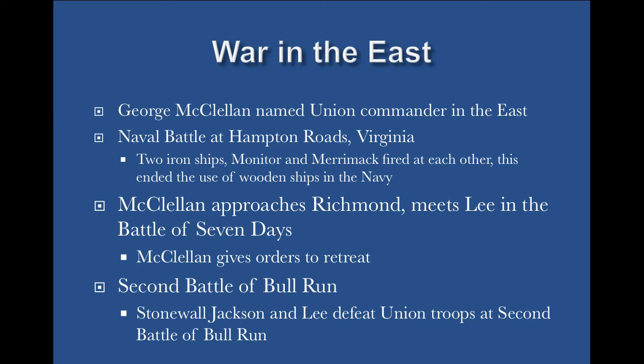This naval battle is sometimes called the Battle of the Ironclads, the Battle at Hampton Roads. What happens at the naval battle? It's at Hampton Roads, Virginia, and it was two ironclad ships, the Monitor and the Merrimac. That's what those two ships are called. They start to fire back at each other, and it ends in a draw. So nobody wins. They're just firing shells back at each other, and it ends in a draw.